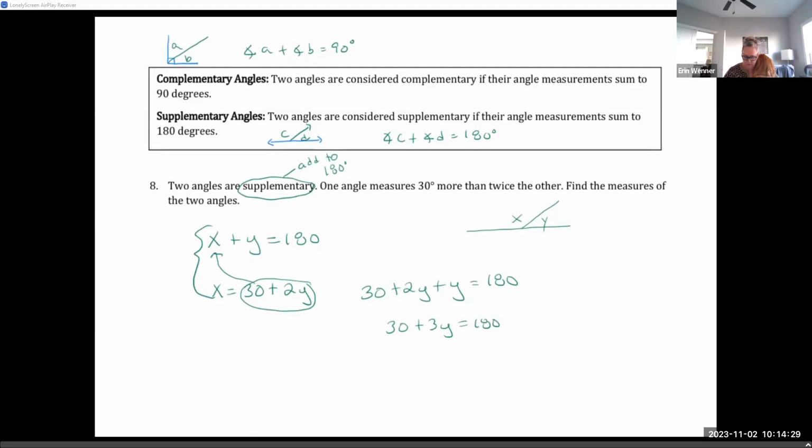So we'll subtract 30 from both sides. We get 3y equals 150. Dividing both sides by 3, we get y equals 50 degrees.